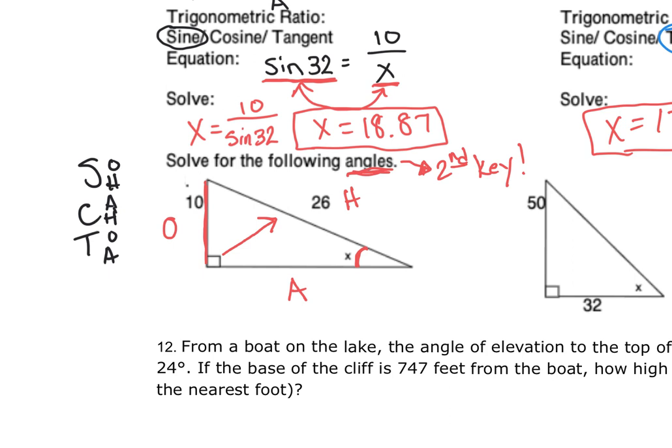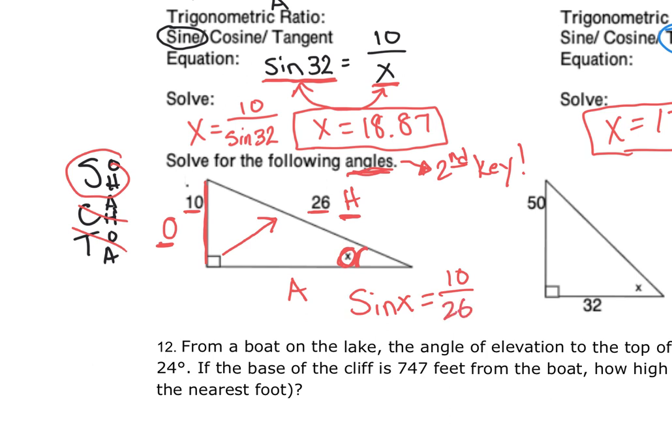Step 2, let's choose our trig function. It becomes a lot easier because, again, we only have two sides, right? We have the 26 and we have the 10. So we're going to use the O and the H. So this is a sine problem. So the equation is going to be sine of the reference angle. Well, the reference angle right here was just x. So sine x equals, and the formula for sine is O over H. So O is 10 over H, which is 26.